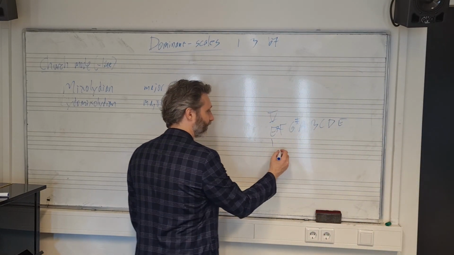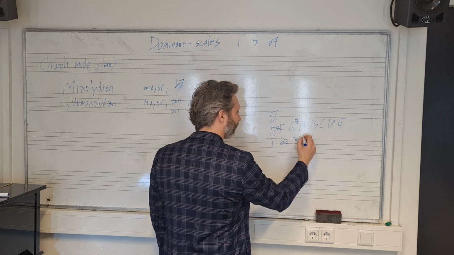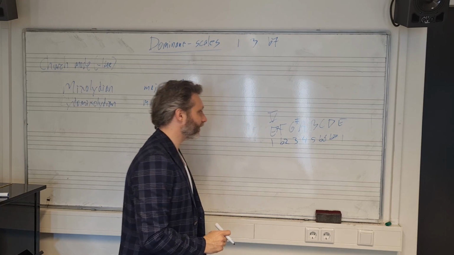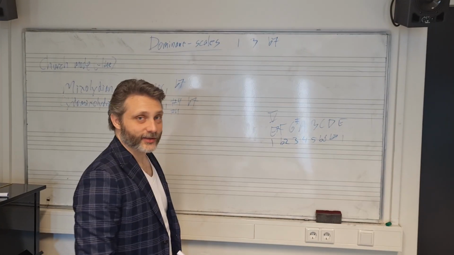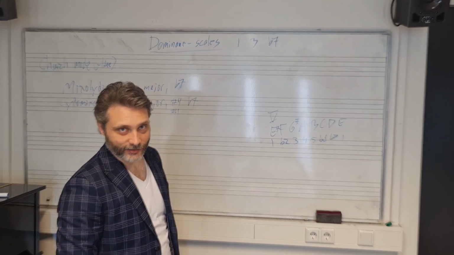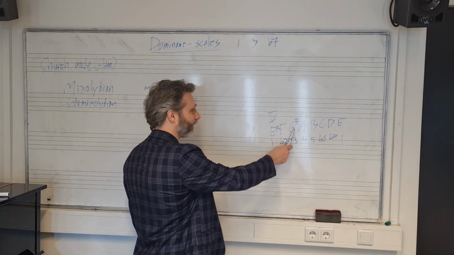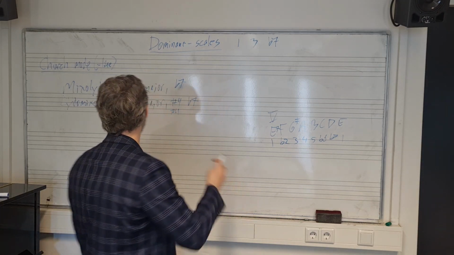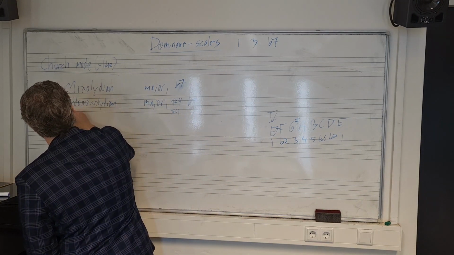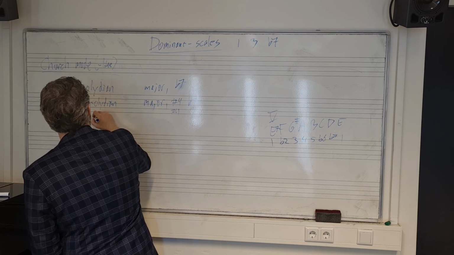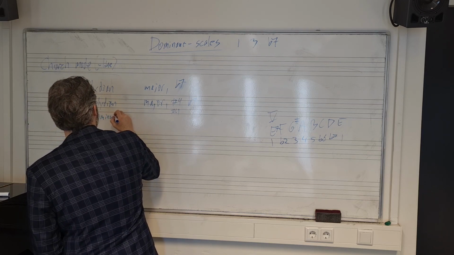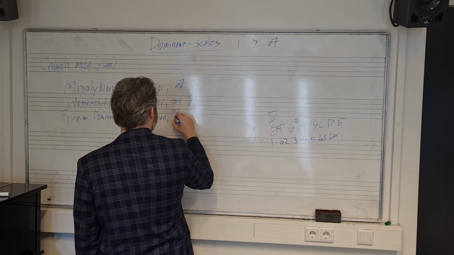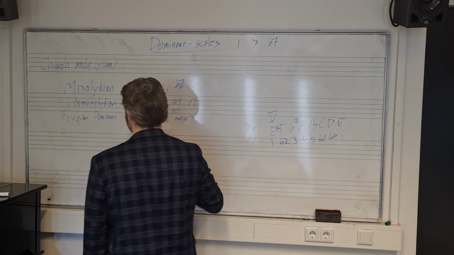What do we have? 1, a minor 2nd, a major 3rd, a 4th, a 5th, a minor 6th, a minor 7th, and a 1. It really looks like Phrygian, except it's Phrygian with a major 3rd. It's Phrygian dominant. That's what we call it. Phrygian dominant, which is basically Phrygian, except with a major 3rd.